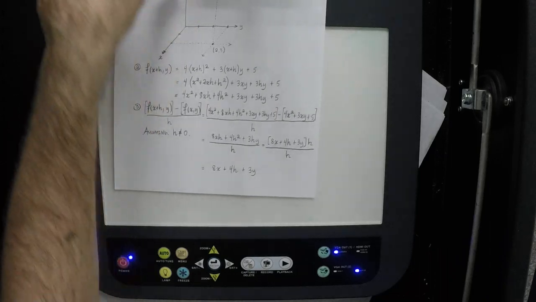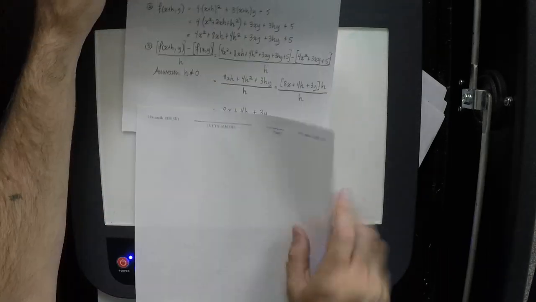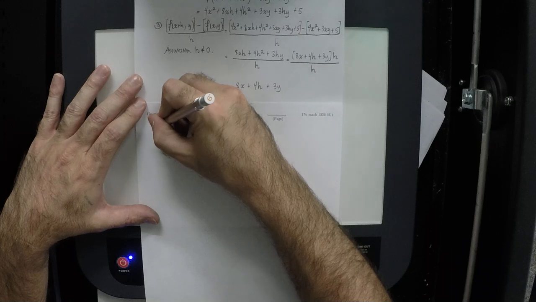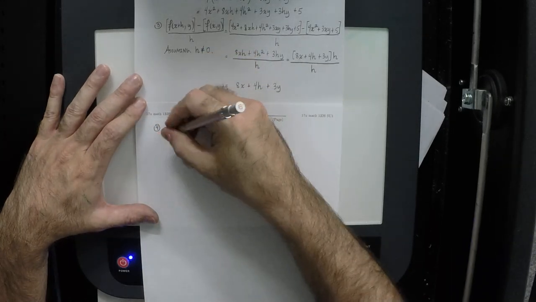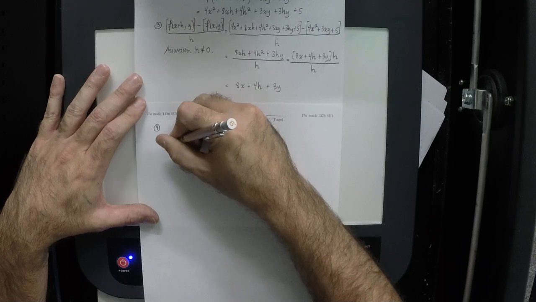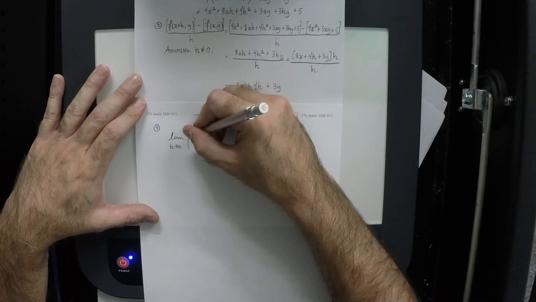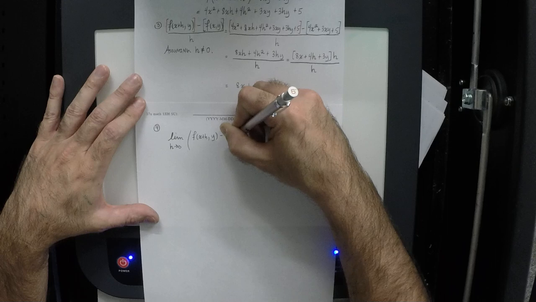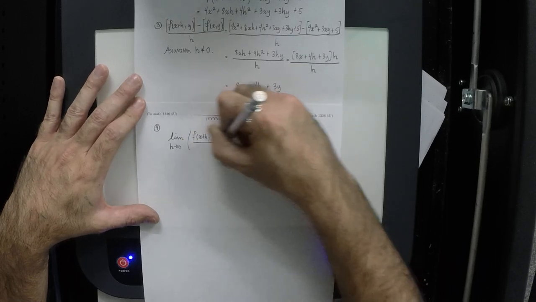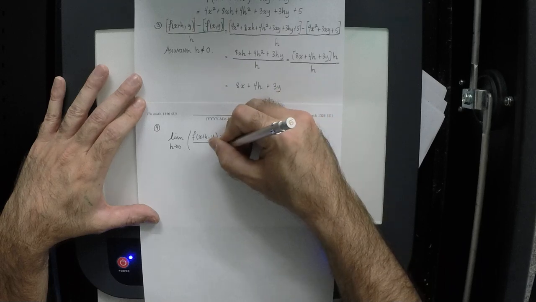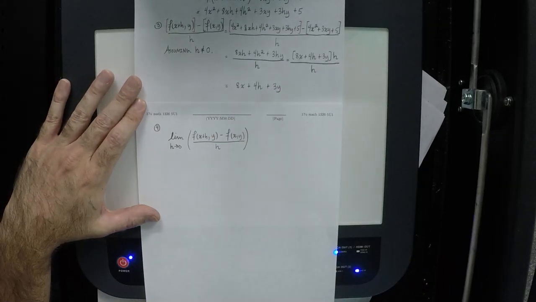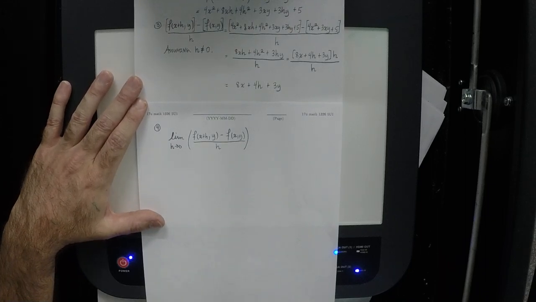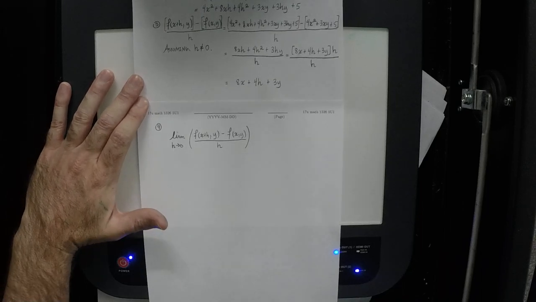So now, taking that, in a continuation of this, I would like for you to compute the limit as h goes to 0 of f of x plus h, comma y, minus f of x, comma y, over h. So what do you get when you do that?